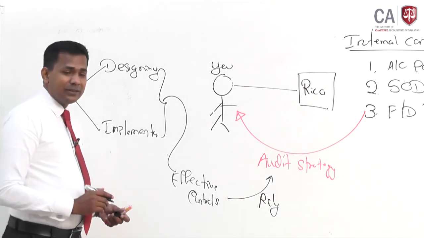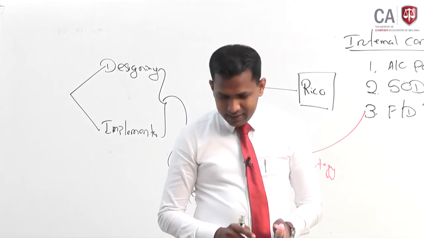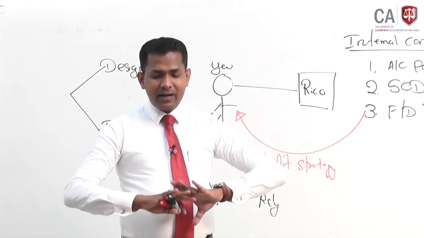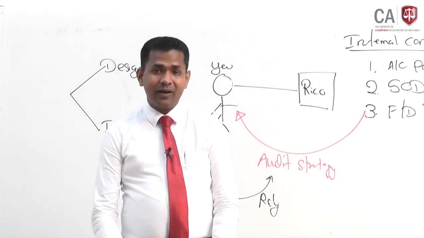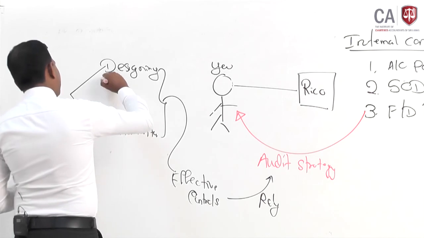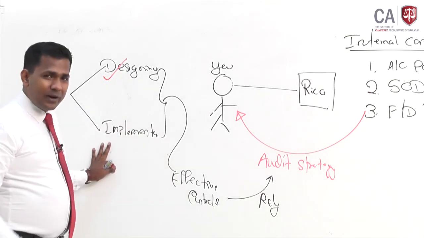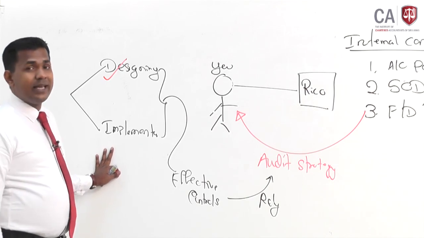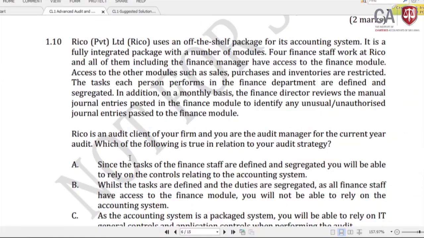So if you look at the first point, it says that since the tasks of the finance staff are defined and segregated, you will be able to rely on the control. So part one, design, is satisfied, but part two, operating effectiveness, is silent. Therefore, answer A is not a correct answer. Answer B: while the tasks are defined and the duties are segregated, as all finance staff have access to the finance module, you will not be able to rely on the accounting system. There are internal controls given, so you can rely on the internal controls. For that, you need to assess the operating effectiveness and implementation through the test of control.